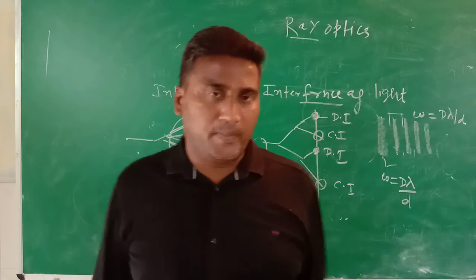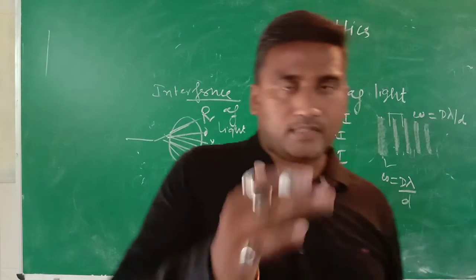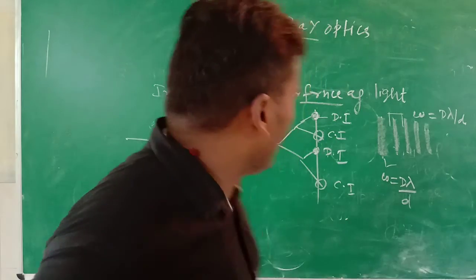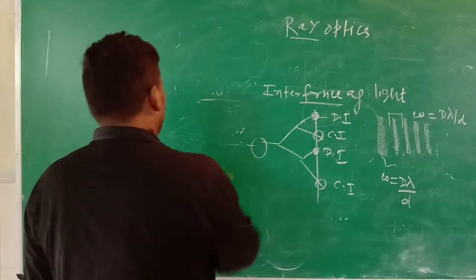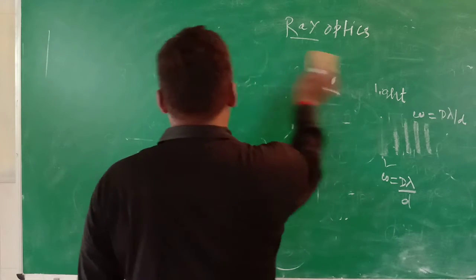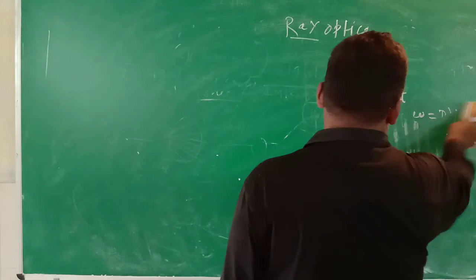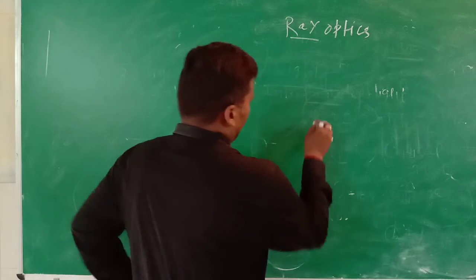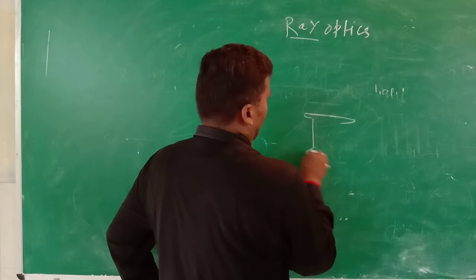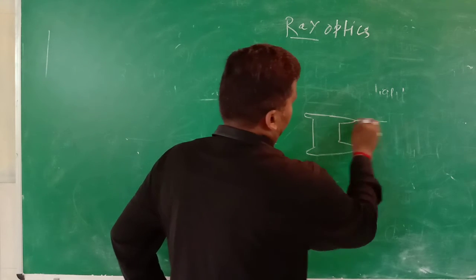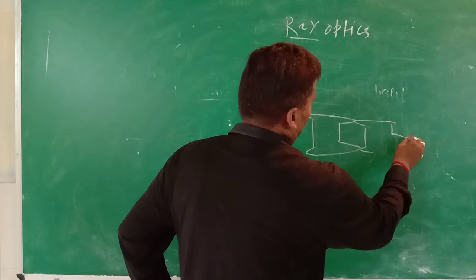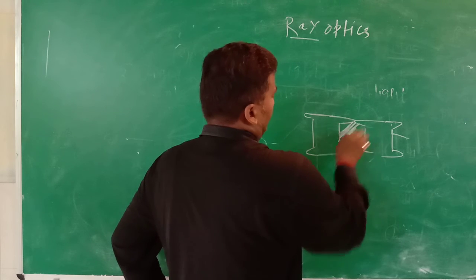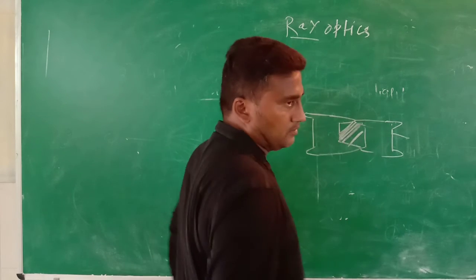Another important topic in wave optics is diffraction of light. It is generally the bending of light at sharp edges. The easier example of diffraction of light is the razor blade. At the sharp end, we observe the light being bent.